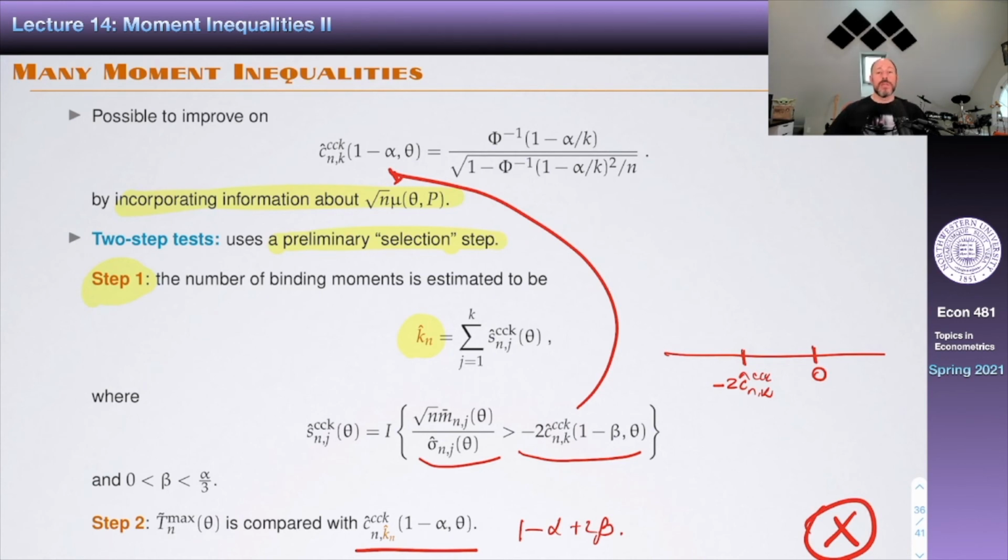But anyway, the 2 steps are, in the first step, you compute this critical value. Given that critical value, determine which moments are binding or not by looking at how many are close enough to 0 and this critical value. And then in the second step, you just use the same critical value where instead of having K, you have K hat. You see the difference there, right? It's tiny, but that's the trick. You're not using K, you're using K hat. And so this is how many moment inequalities work.